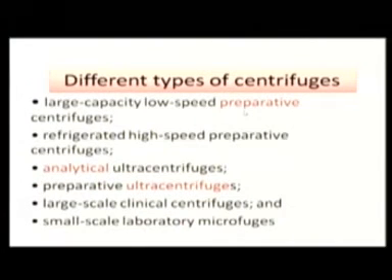Here, large capacity and low speed, we call it a preparative centrifuge. For example, as I said in the beginning, we are going to isolate some subcellular components of a cell, say mitochondria and endoplasmic reticulum. Then you take the homogenate, put it in the centrifuge tube, and make a spin. By this you get different layers of subcellular organelles. This is what we call preparative. We just separate the homogenate into distinct layers.